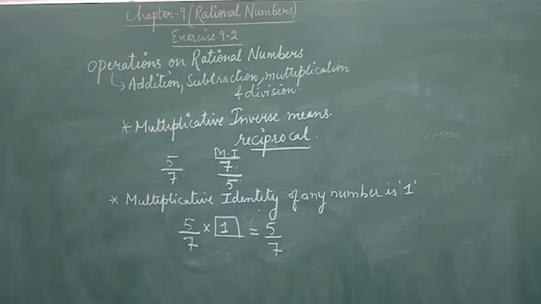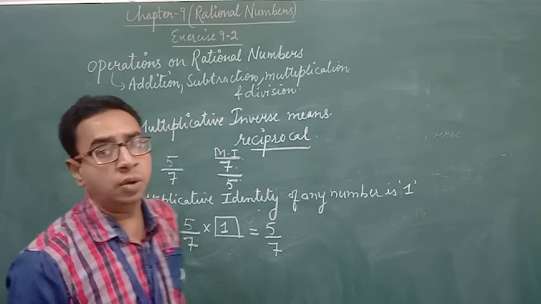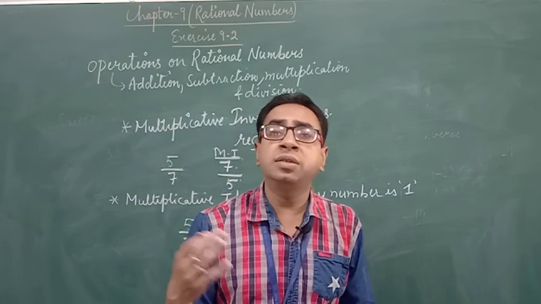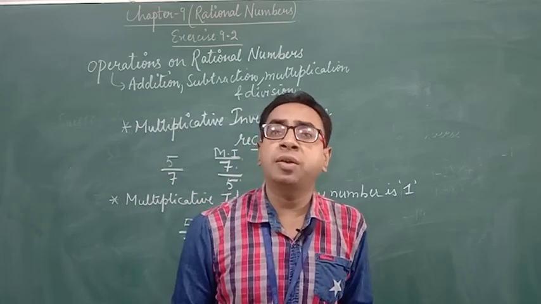By this particular chapter, rational numbers is over. Next, in the coming classes, we'll discuss chapter 11, that is perimeter and area.